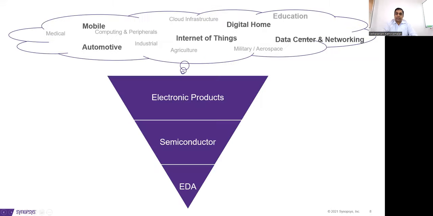Okay. This gives you a better view of where this industry is and what is the role that we play in this industry. So we have EDA, which is electronic design automation. And then we have the semiconductors, which are the ICs. And then you have electronic products, the electronic appliances that typically you all use. So they cover the many areas that I mentioned previously.